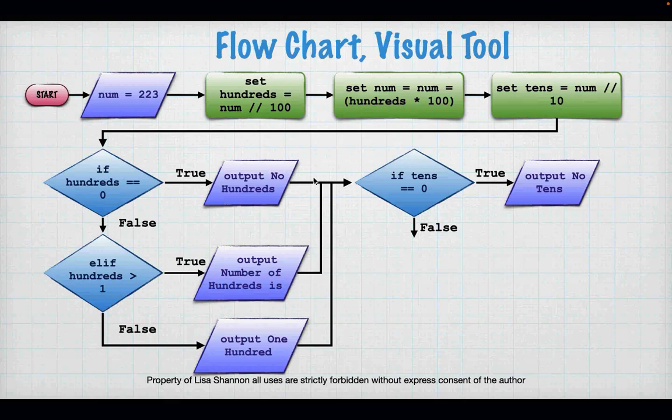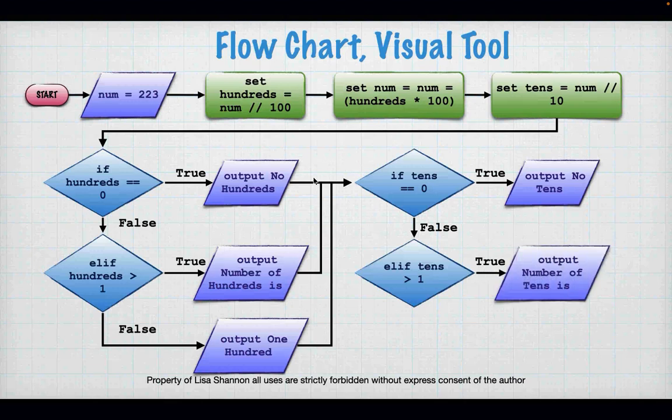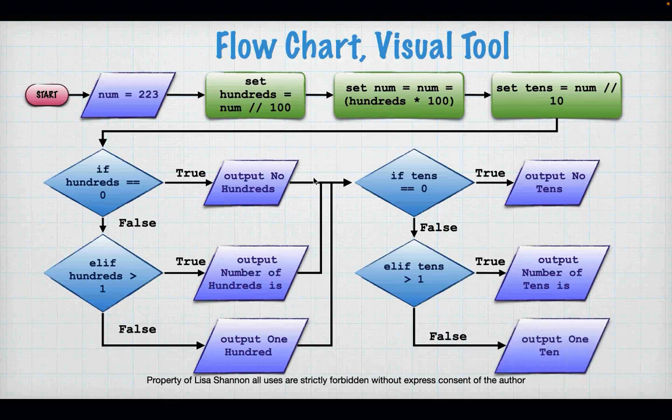So I have if tens is zero, which is true, then I'm going to say there aren't any tens. If tens is greater than zero, then the diamond is going to be false. And I'm going to go down and say, okay, do I have more than one ten? If I have more than one ten, I'm going to output the number of tens is. And if I don't, that's the else statement, and it's going to be false. I'm just going to output one 10. And then the program ends.